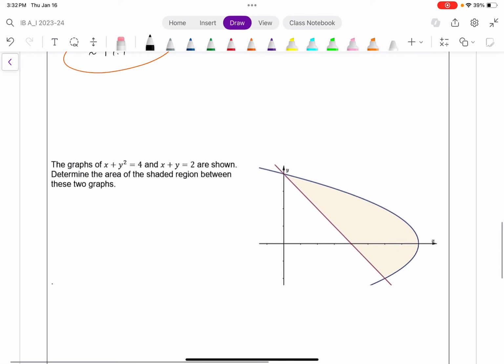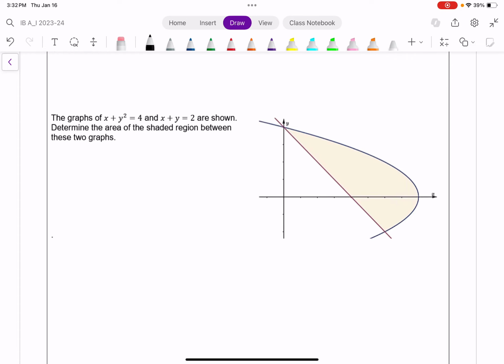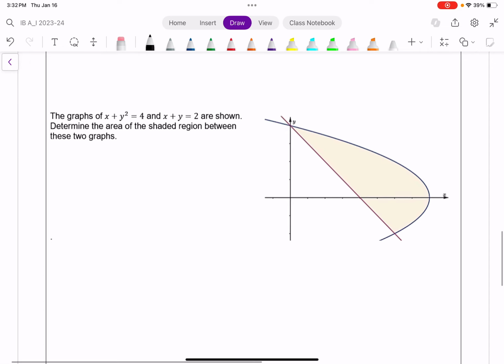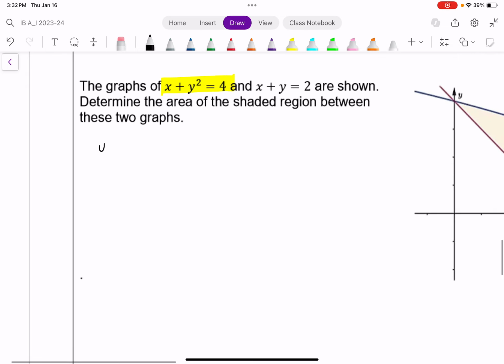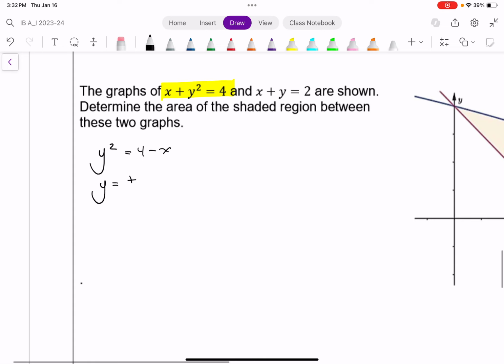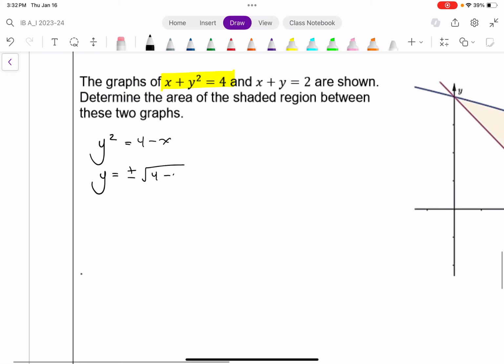All right, for the last one, I'm now looking at the shaded region kind of to the left and right between functions. And if I look at my equations, the graph in blue is not solved for x or y, it's x plus y squared equals 4. And the graph in red is a line as x plus y equals 2. So to find this region, we have a few options. One thing we could do is take this function here and solve for y. For x plus y squared equals 4, you quickly get y squared equals 4 minus x. Square root both sides, you get y equals plus or minus the square root of 4 minus x.